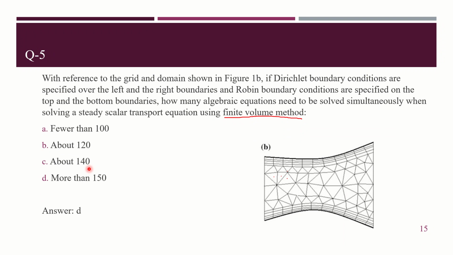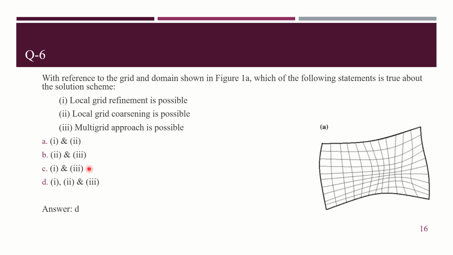So now let us go on to question 6. In question 6, it is mentioned that with reference to the grid and domain shown in figure 1a, which is a structured grid, which of the following statements is true about the solution scheme? Option 1, local grid refinement is possible. Option 2, local grid coarsening is possible. Option 3, multi-grid approach is possible. So figure 1a is this, so we need to identify which of the following is possible.